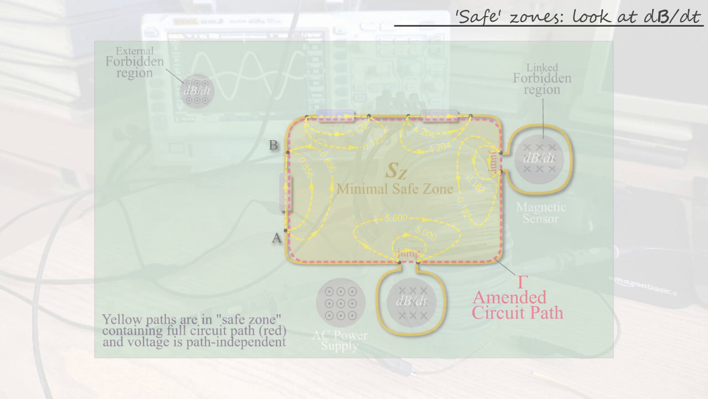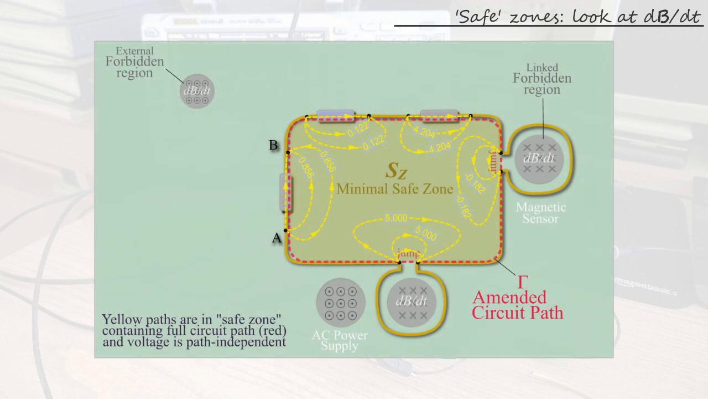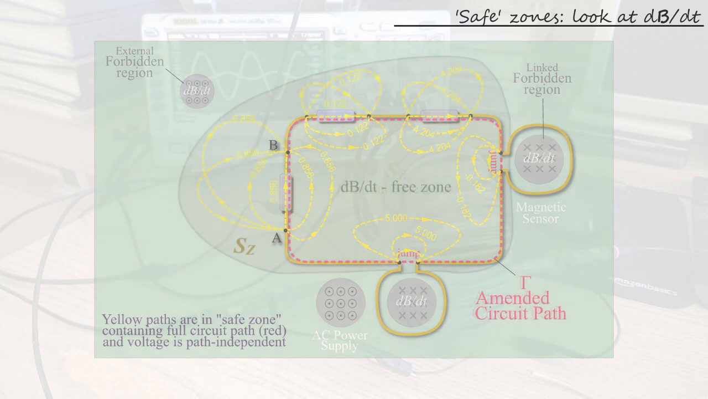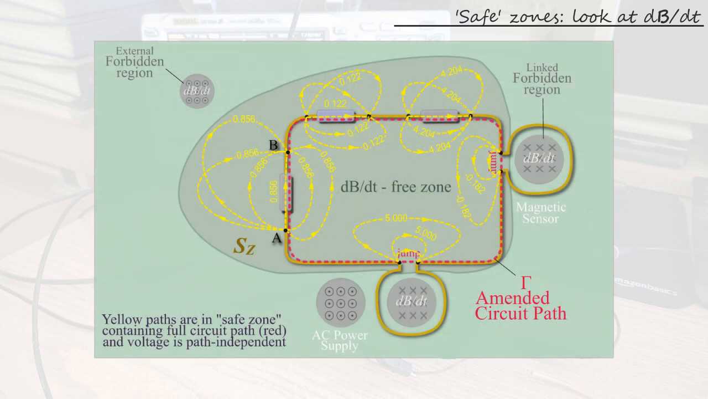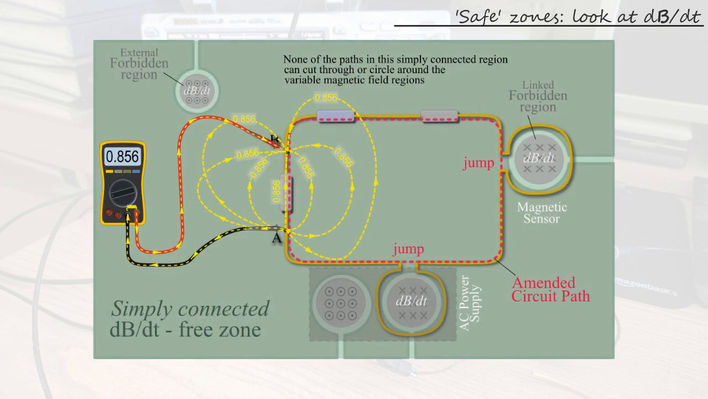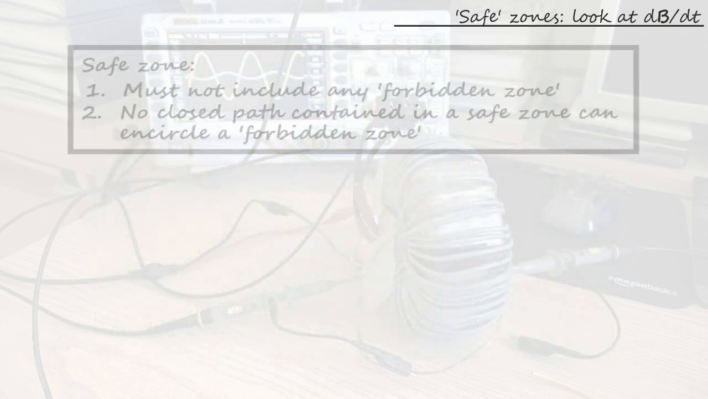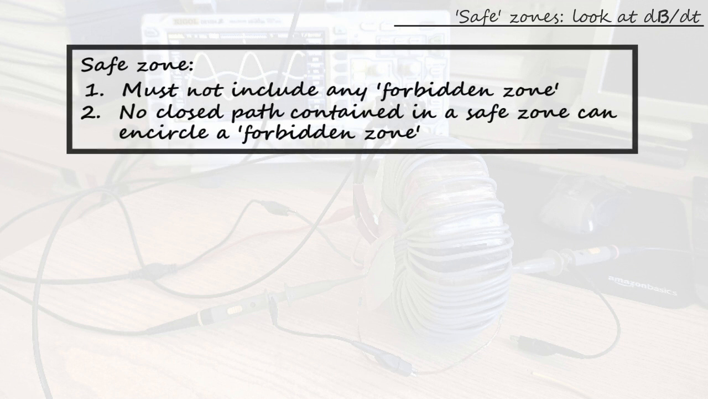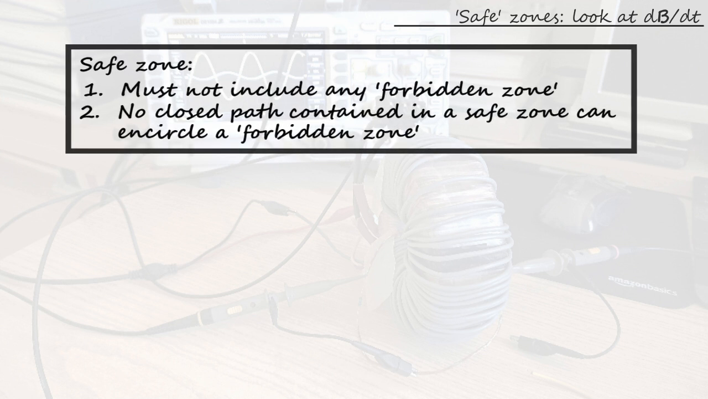Now, the absence of any relevant dB/dt, ideally none at all, is an essential trait of what I call zones of voltage uniqueness, or for brevity, safe zones. Now, be aware that this is not a standard or shared denomination. I just made it up to avoid lengthy repetitions when I want to indicate a region of space subject to the following two conditions. 1.